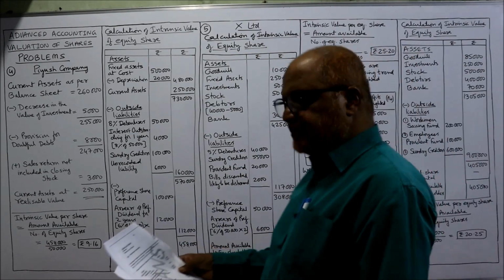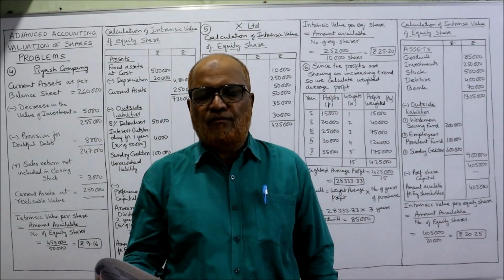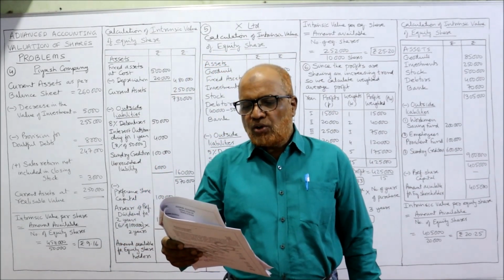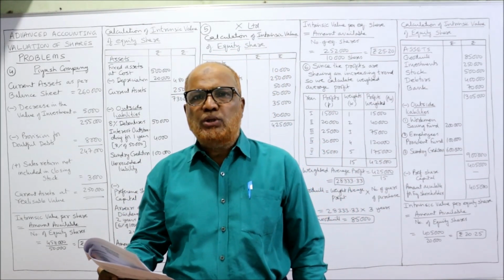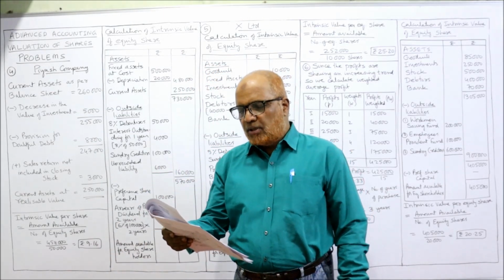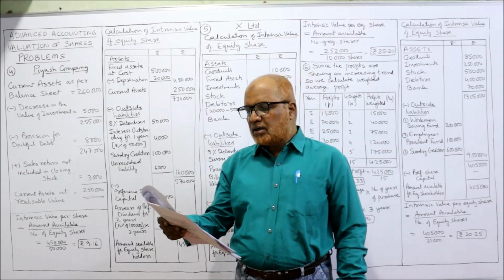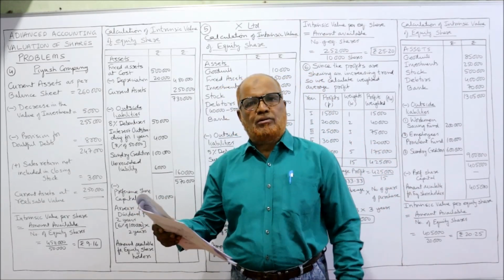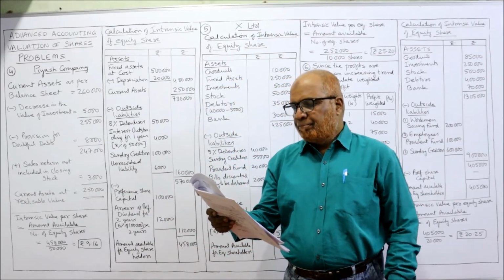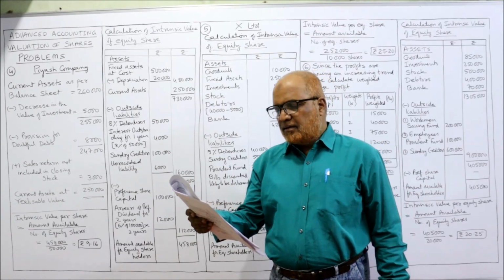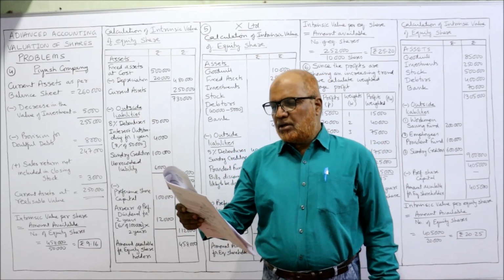Now, see the 4th one. Problem number 4. The balance sheet of Piyush Company as of 31st March 2004 is given below. Shareholders' funds: share capital 6 lakh, reserves and surplus 30,000. Long-term borrowings: 8% debentures. This is the outside liability. Then trade payables 1 lakh, total liabilities 7 lakh 80,000.